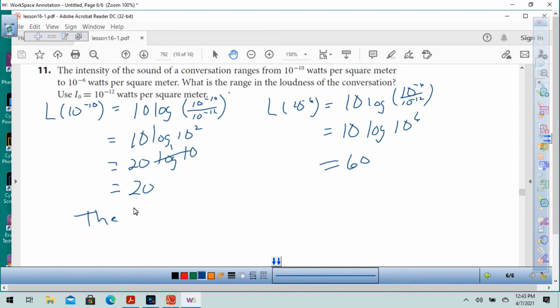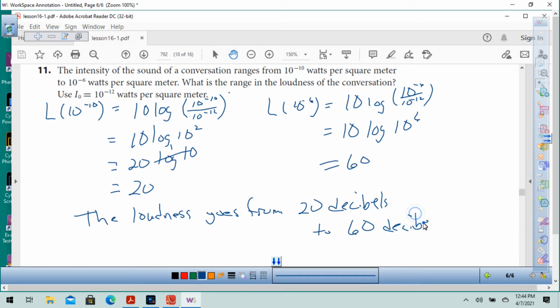The loudness goes from 20 decibels to 60 decibels. All right.